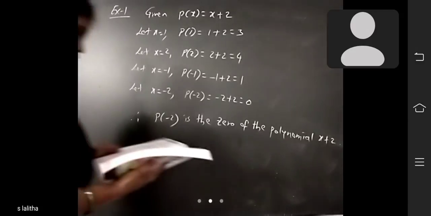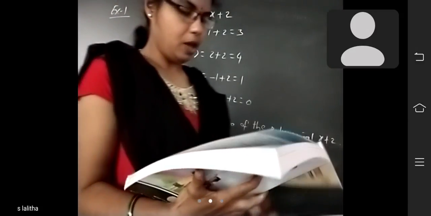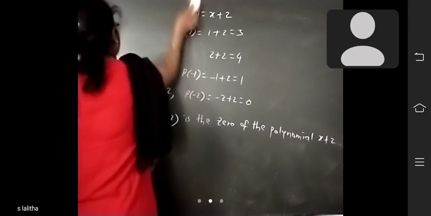Next, the second example. See children, find a 0 of the polynomial P of x equal to 3x plus 1. So you have to find the 0 of the polynomial. Example 2. What is given? Given P of x equal to 3x plus 1. Now you have to find the 0 of the polynomial, not given any x value. So you have to find the 0 of the polynomial.